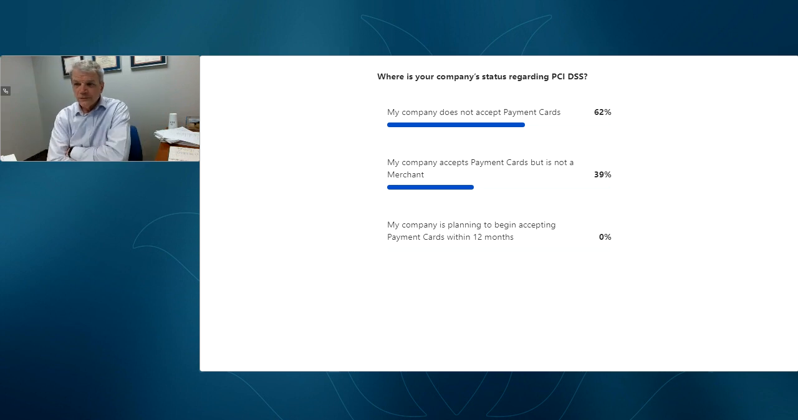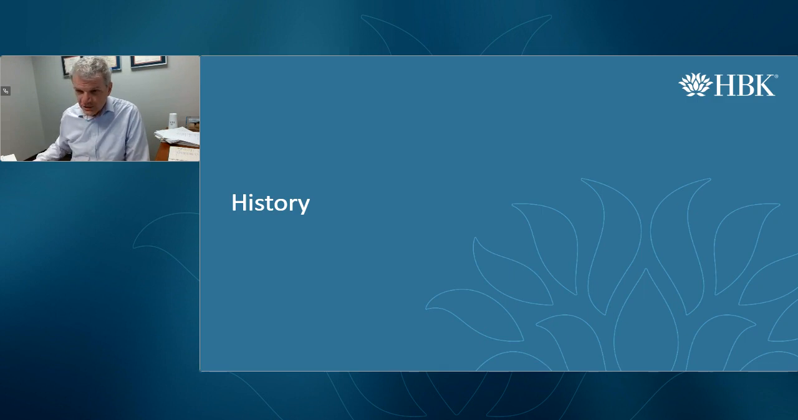Okay, so we've got a little more than 60% that don't accept payment cards or do accept payment cards but are not a merchant. So that's good because not many of you have to worry about PCI. That's probably a good thing, because PCI can be kind of stressful because there are all kinds of requirements through the 12 requirements that they have. So let's keep going and start our first agenda item and go through some of the history of PCI.